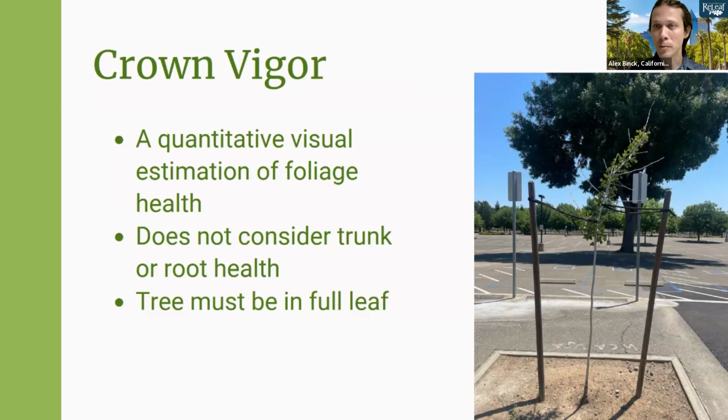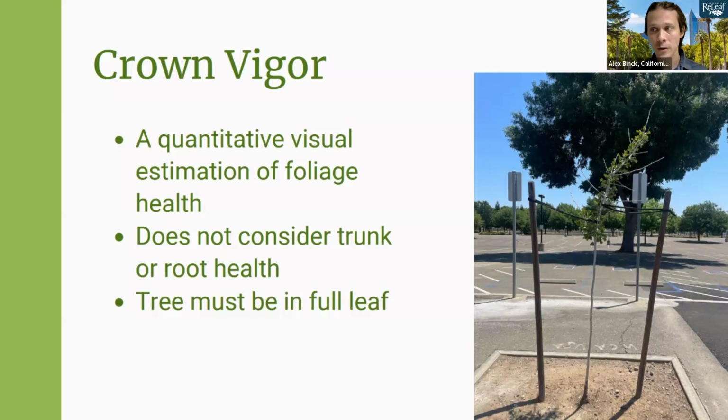This is similar to what some people might be familiar with in terms of recording tree condition. The biggest difference between crown vigor and tree condition is that crown vigor is only looking at the health of the leaves. It does not consider any structural deficiencies that the tree might have, or decay in the trunk, or bark injuries. We can still record that information elsewhere, but it's not going to factor into our crown vigor.